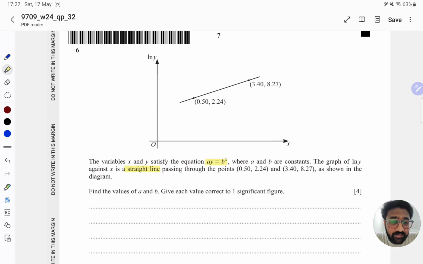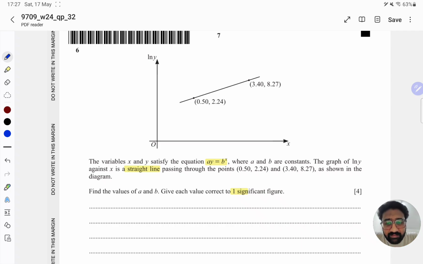The graph passes through the points 0.5 and 2.2, this and that. Find the value of a and b. Give each value correct to one significant figure. So what is the first thing? We know that this line is a straight line.